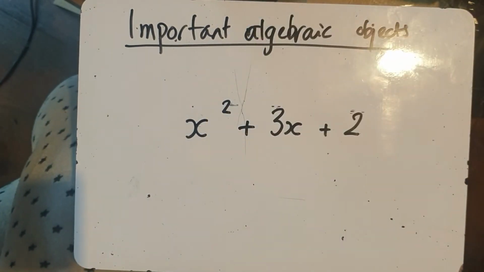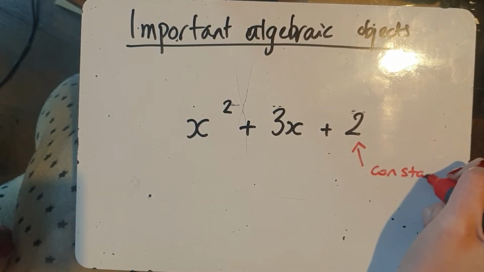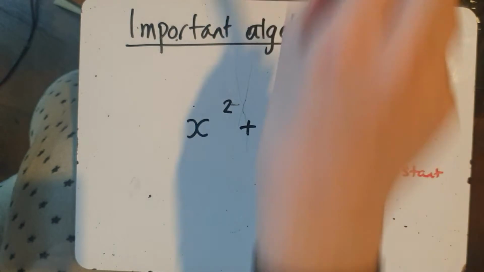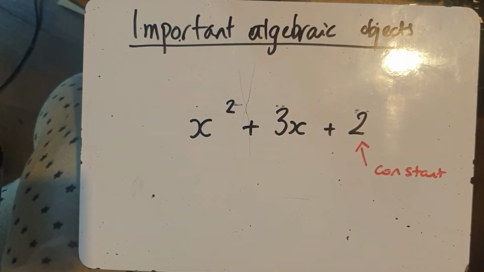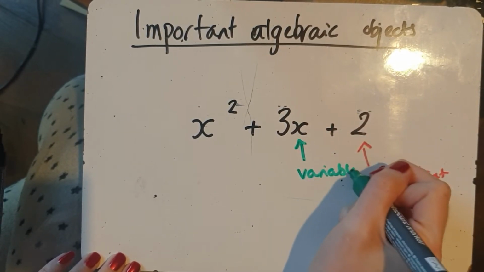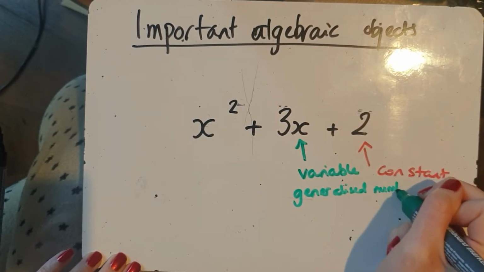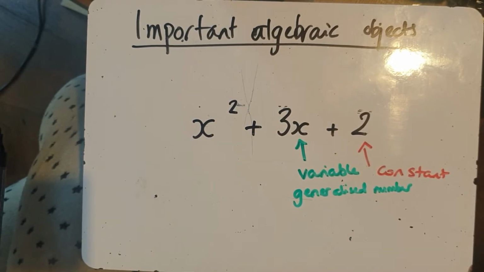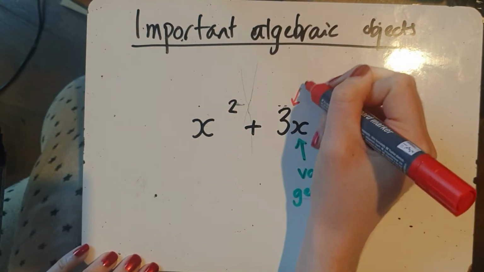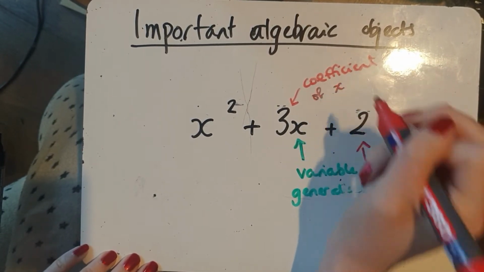For example, 2 is a constant. That helps you to name any of the others. x is a variable or a generalized number. 3 is the coefficient of x. It's the number multiplying x, so it is a coefficient.